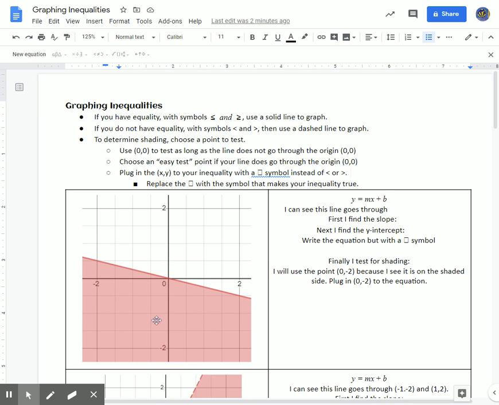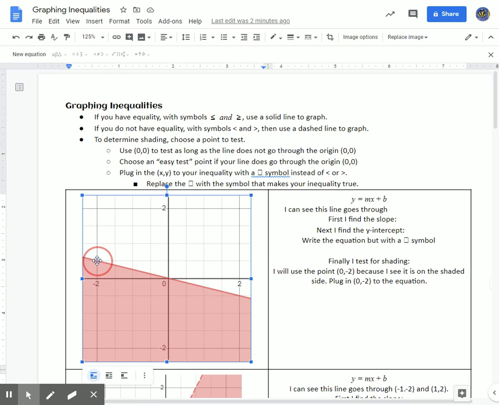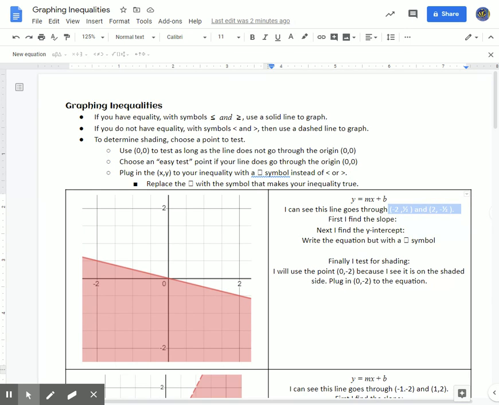So I can see this first graph actually goes through this point, which is -2, +1/2. I know it's a half because if that's 2, then that's 1 right there, so half of that is a half. So this goes through -2 and a half, and then it goes through +2, -1/2. So those points right there.